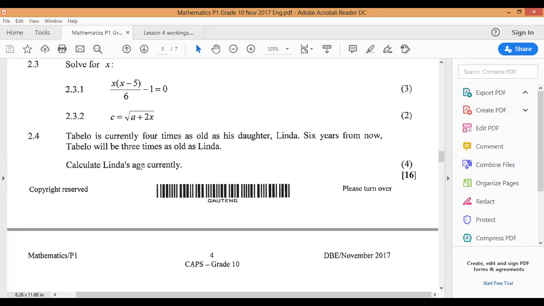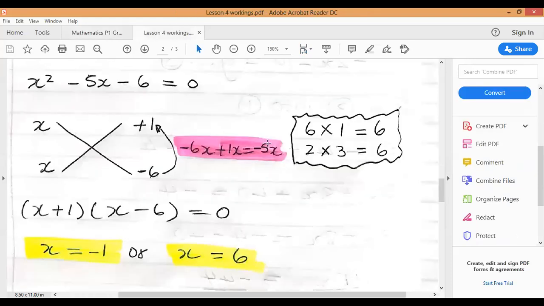Now we want to know how much Linda is currently. Does it make sense if I put it like that? Guys, you have to understand these. These are word sums. It's still solving for X. Basically, you are solving for Linda's age, but in the form of a word sum. So it's very important to understand your word sums. So now let's look at how I did it in my workings.